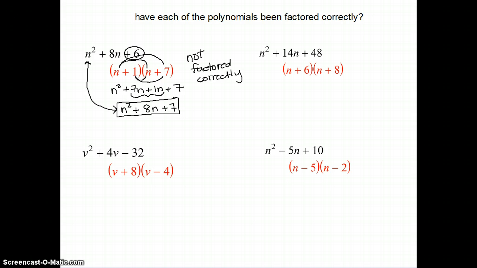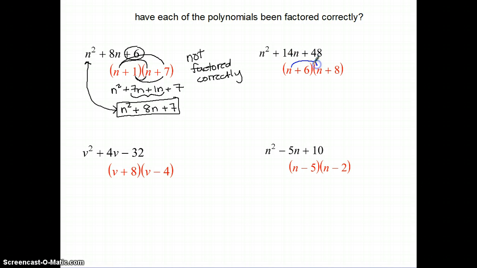Moving on to the second one. Again, I'm going to FOIL out this red expression. That is the factored form of the polynomial above. I am going to see if this was factored correctly by FOILing out the expression. If it was factored correctly, then the end result will match my original polynomial above.